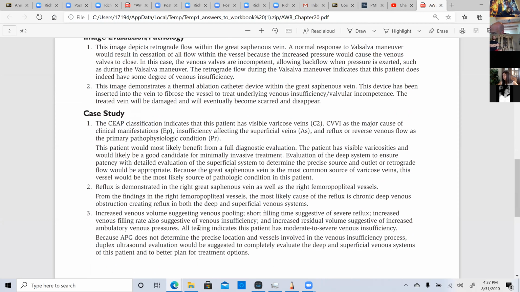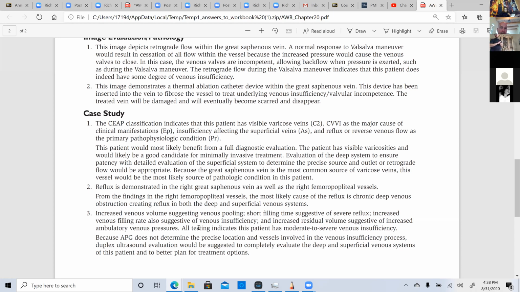Okay, so for her classification, C2EPASPR, she has been referred for verification of this classification by duplex testing. So someone's already done an ultrasound for her, but perhaps someone who's not quite the expert specifically in this exam, so they sent her to a vascular lab for doctors who are also specific. Explain the CEAP classification for this patient. What duplex protocol would be most appropriate for this patient? What would you expect the findings to be? Well, that's a lot, so let's see what they said.